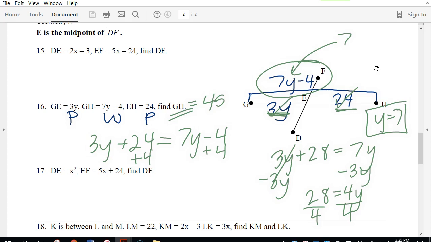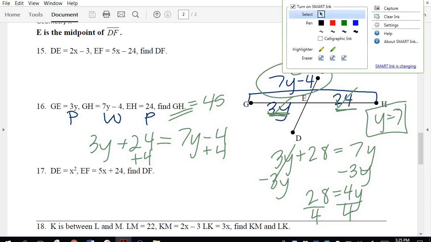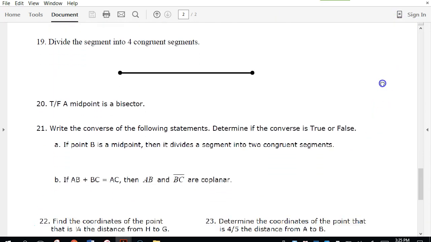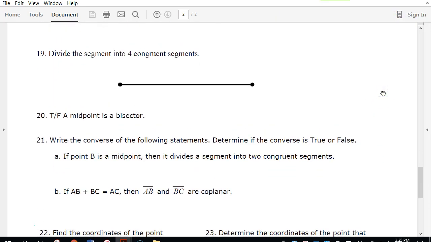Okay, what else from the review or yesterday's partner quiz? Number 19, that'd be on the test. It could be: divide the segment into 4 congruent segments. You would get your compass and do that, and you would find a midpoint. You have to look at your notes from Friday.